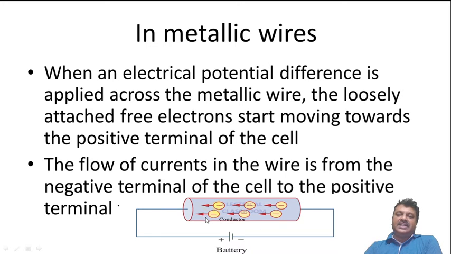The free electrons in the conductor are, of course, negatively charged, and here it's the positively charged side of the battery. This is positive, and here it is negative. So opposite charges attract each other. These electrons are attracted by this positive charge and they flow towards the positive terminal. The flow of electrons in the wire is from the negative terminal to the positive terminal through the external circuit.